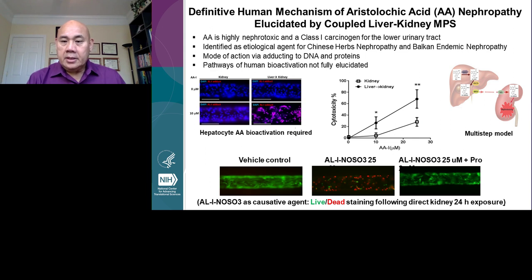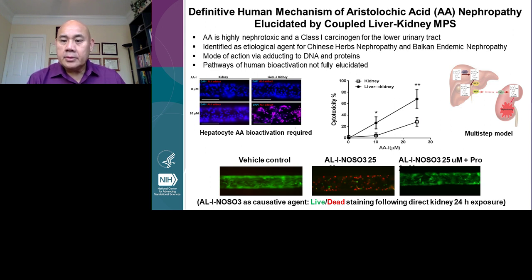And that is shown in the diagram where just the kidney cells by themselves treated with aristolochic acid are viable, whereas when the kidney proximal tubules are connected to the liver and the aristolochic acid undergoes metabolism, it converts aristolochic acid into its sulfated form, which is then nephrotoxic.